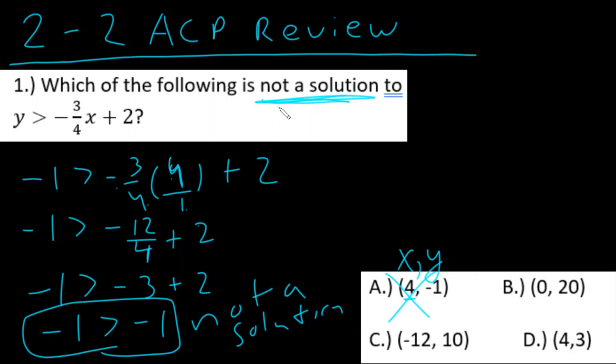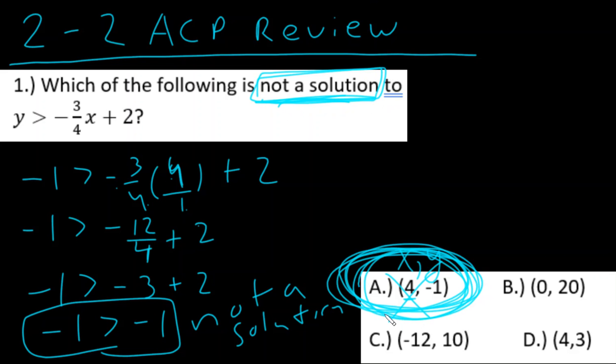Okay, and actually I apologize, we are looking for the one that is not a solution, so the correct answer is in fact A. Disregard that X. We're looking for which of the following is not a solution. The answer was A. Alright, now if you'd plugged in the rest of these, you would have gotten a true statement, which means that they would have been solutions. Moving on to our next one.